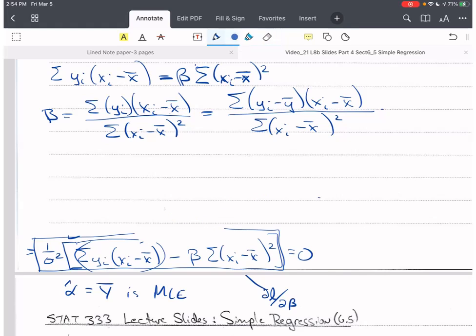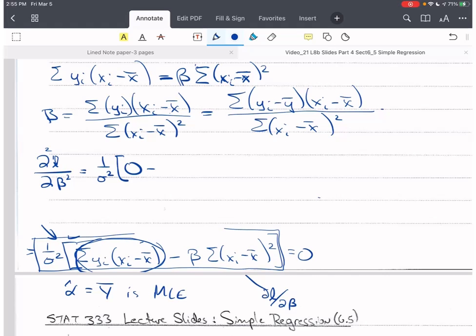Now we need to prove that this is in fact a maximum. So I'm going to take the derivative with respect to beta again, and I get the 1 over sigma squared out in the front, because remember, the derivative of a constant times a function is the constant times the derivative of the function. So I take this with respect to beta. This whole first term is 0 because there's no beta in it.